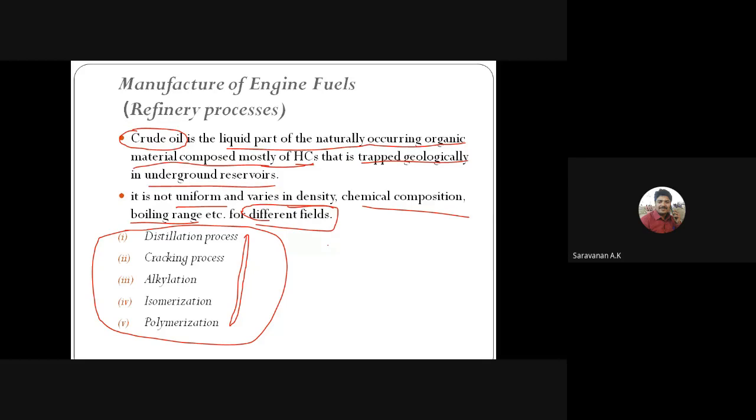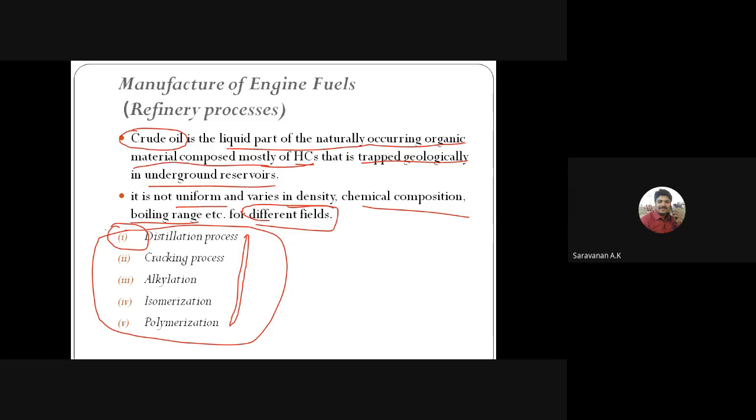It is the initial process used for all refineries. It is aimed at separating the crude oil into different boiling range fractions, and from different boiling range fractions we can get different products. Each product, in its own right, and blended components are fed for further processing.